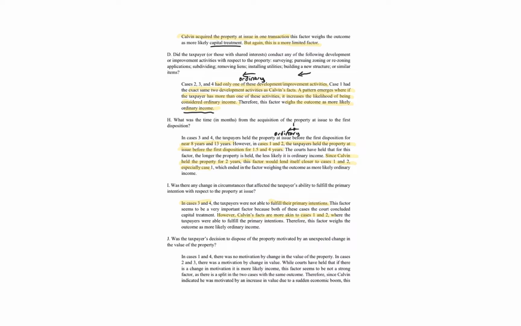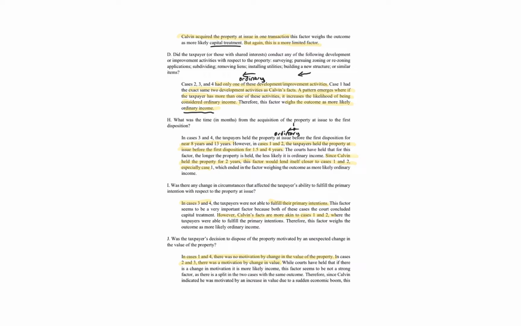All right, question J. Was the taxpayer's decision to dispose of property motivated by unexpected change in the value of property? So in cases 1 and 4, there was no motivation of change. In cases 2 and 3, there was motivation by change in value. So this is like a split. Case 1 was ruled ordinary. Case 4 was ruled capital. Case 2, there was motivation and change in value. Case 2 was ordinary. Case 3 was capital.